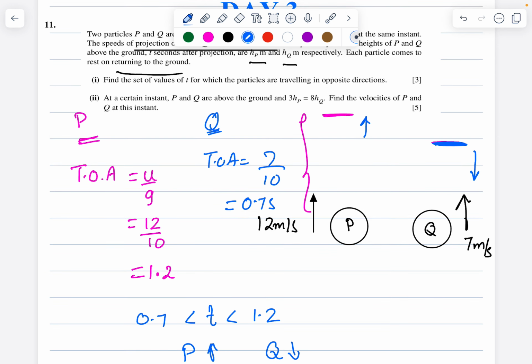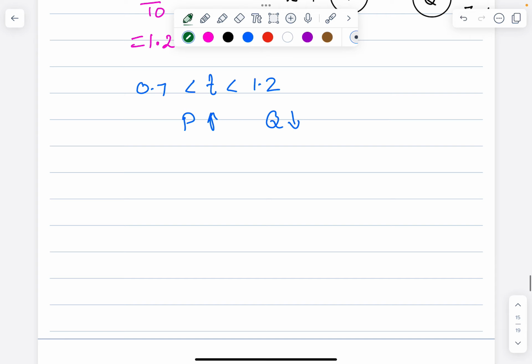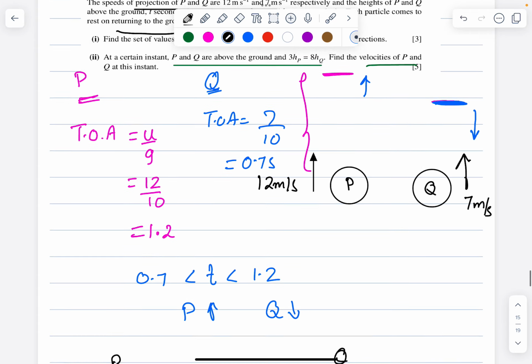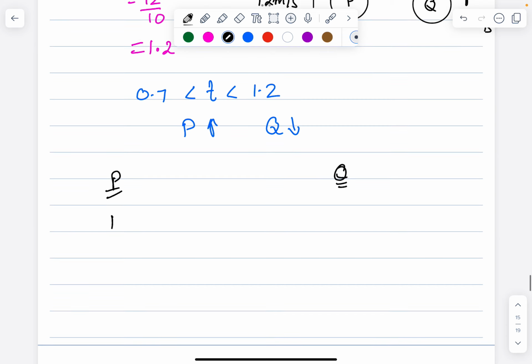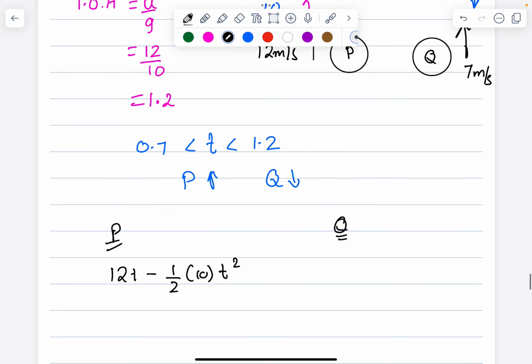At a certain instant, the heights of P and Q above the ground satisfy 3hp equals 8hq. Find the velocities of P and Q. For P, we are throwing with a velocity of 12, so the height is ut minus half g t square. And for Q it will be ut, which is 7t, minus half g t square.